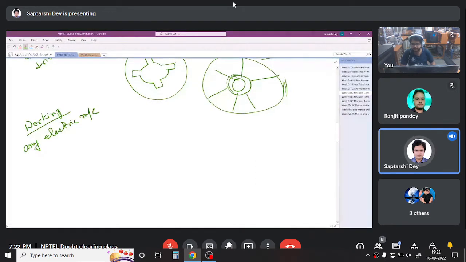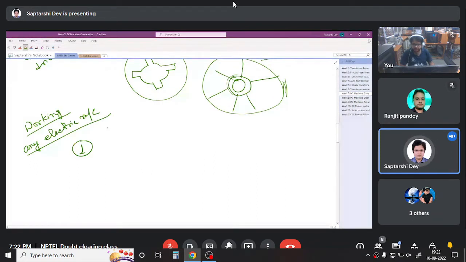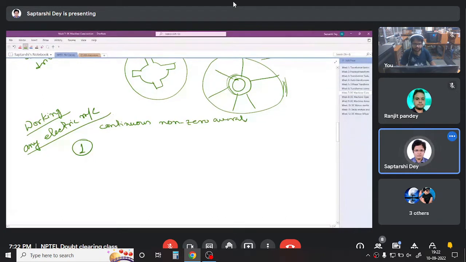Any electric machine, this is true. There are two criteria. See, what do we want? We want a machine that we connect to a load and it will continuously supply the load. So what we want is a continuous, non-zero average, actually, not instantaneous, non-zero average torque out of an electric machine. To achieve this, we have to satisfy two criteria from that electric machine.